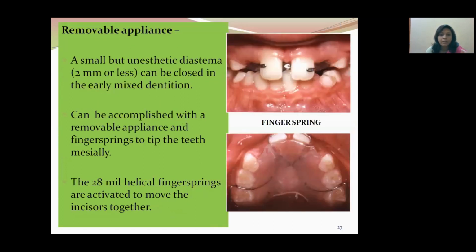And removable appliances include finger spring appliance, that small but esthetic diastema can be closed with this in early mixed dentition.